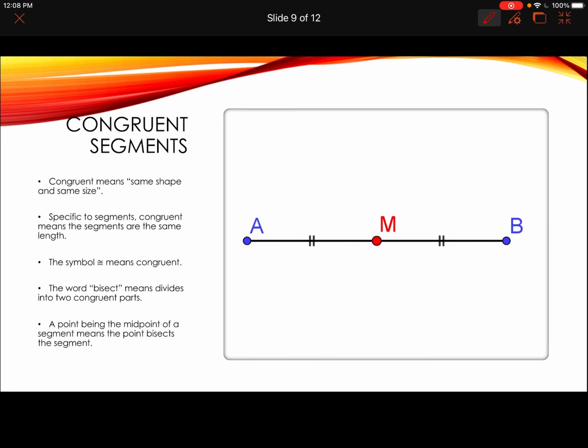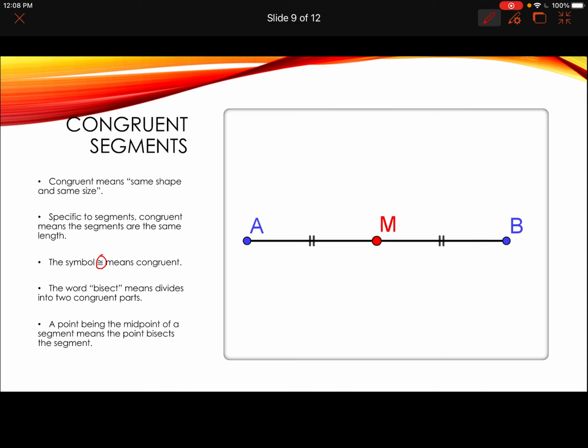So when we talk about congruent segments, congruent means same size and same shape. When we're talking about segments, congruent segments mean they are the same length. We're going to use this symbol for congruent. And later on, maybe in practice problems, you'll see the word bisect.